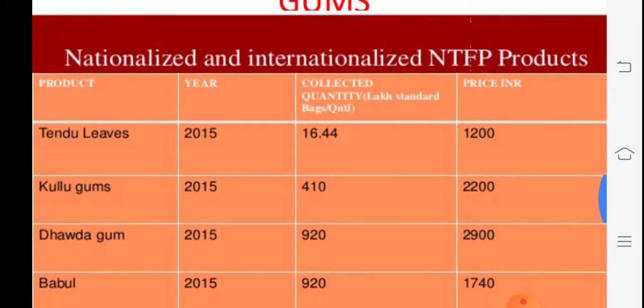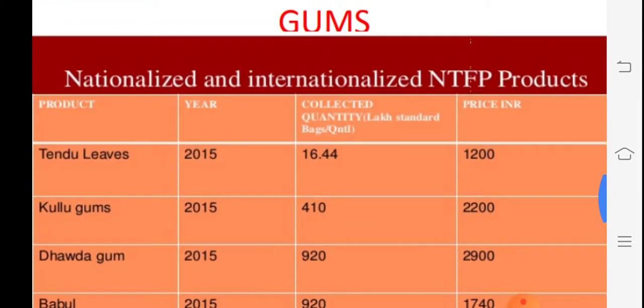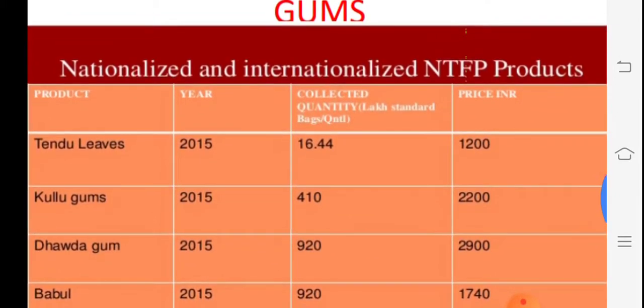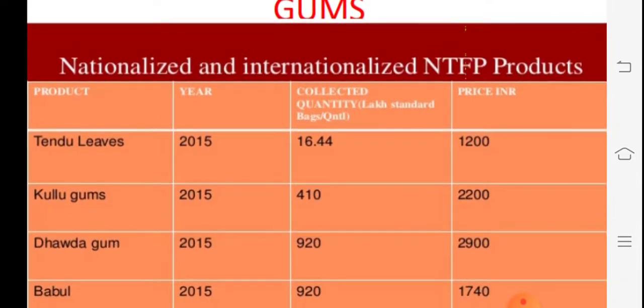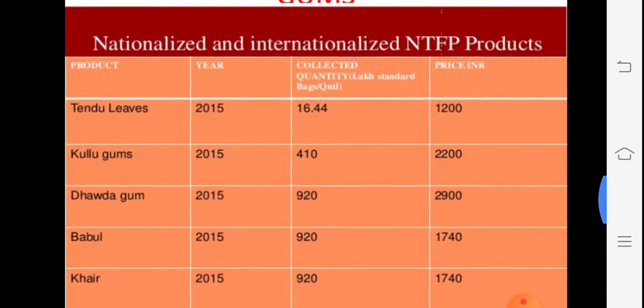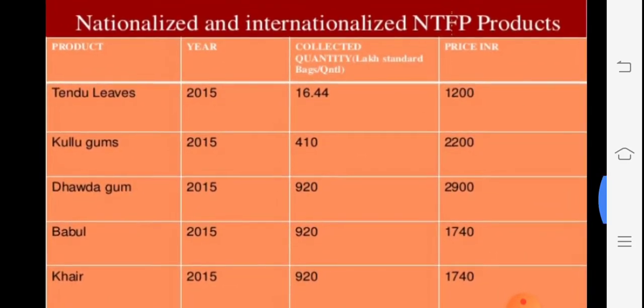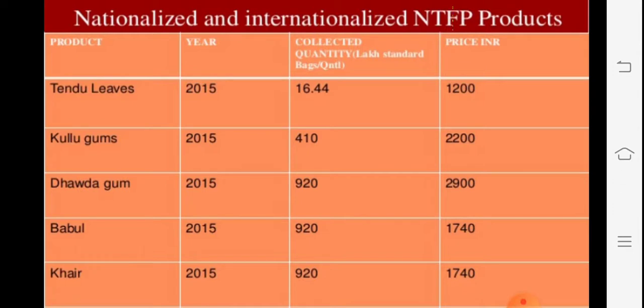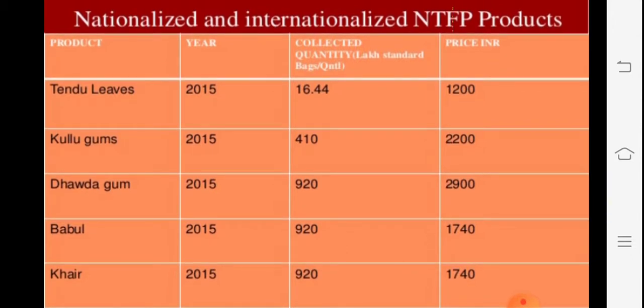The second good example is the gums. As per the nationalized and internationalized NTFP products, there is a list. Tendu leaves are used for the gum. It shows the record in 2015, about 1200 crores generally, the amount all over the world. So generally Kulu gums are there.